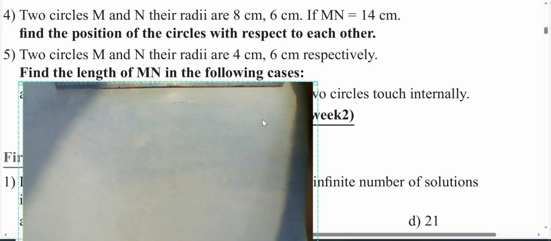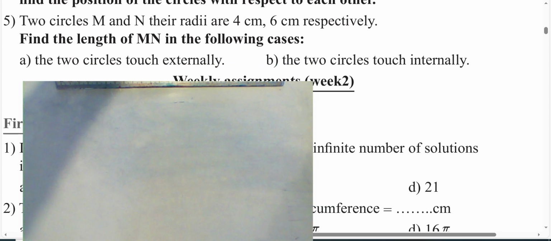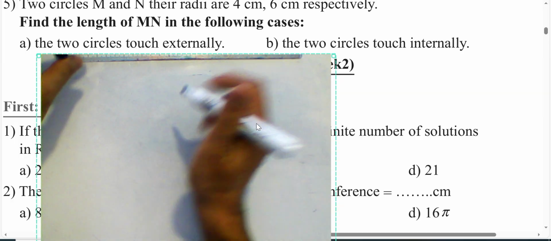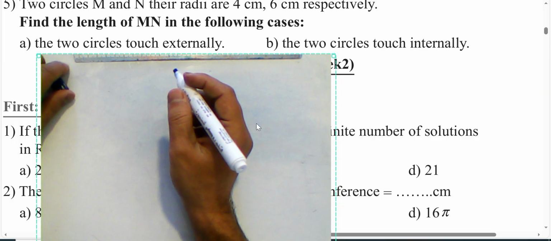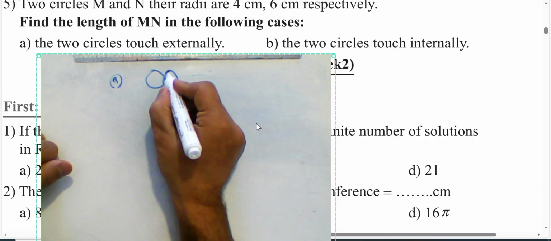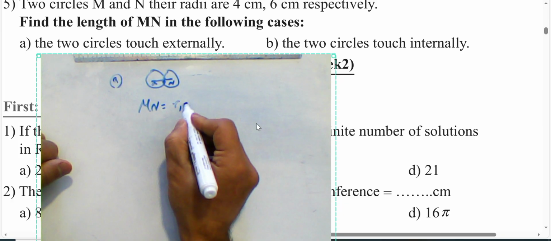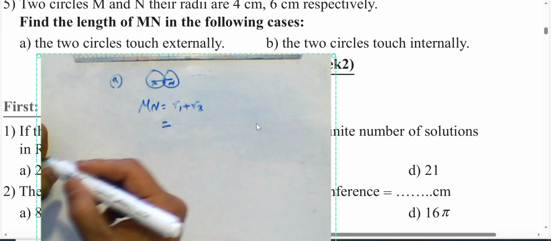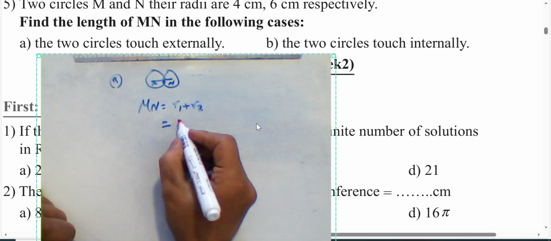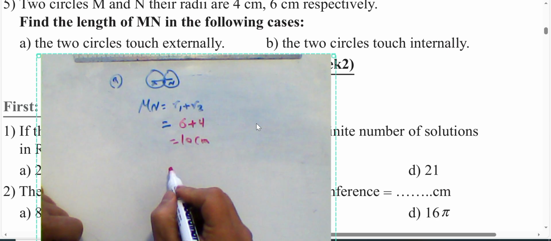Look here. Number 5. Circles M and N, their radii are 4 centimeters and 6 centimeters respectively. Find the length of MN in the following cases. Letter A, 2 circles touching externally. Touching externally means the distance between M and N will be radius 1 plus radius 2. We can add together radius 1 and radius 2. Radius 1 here was 6 centimeters and also 4 centimeters. Then we add, the result will be 10 centimeters.